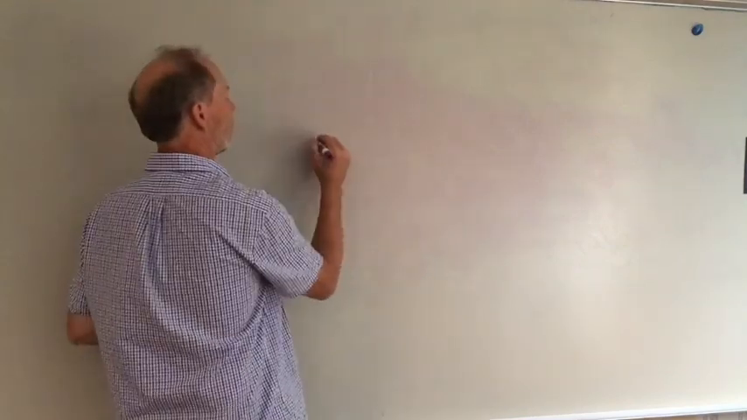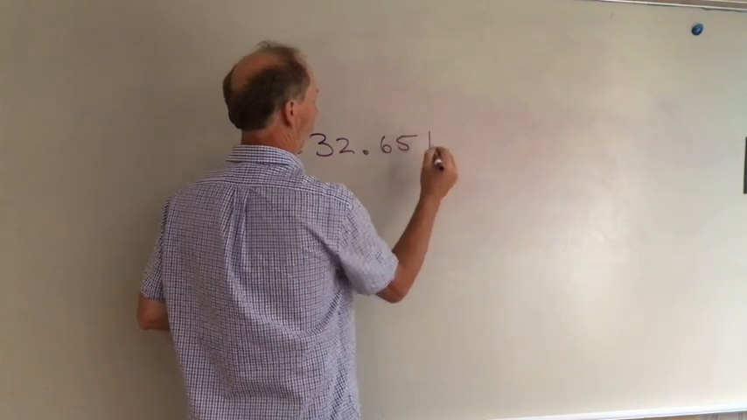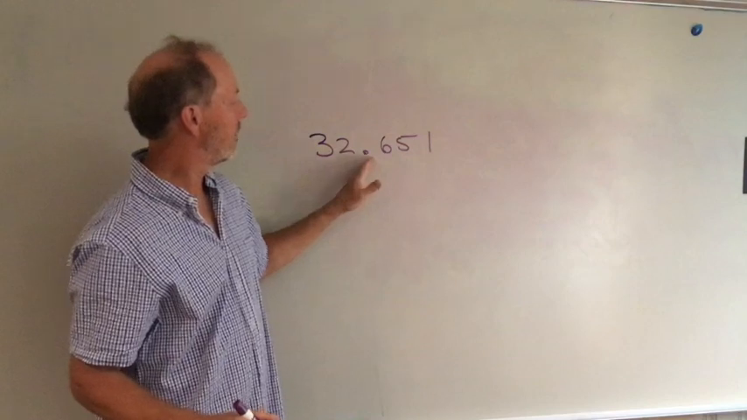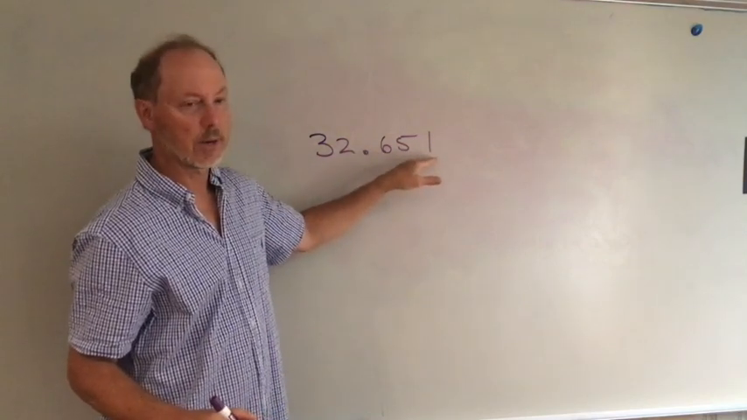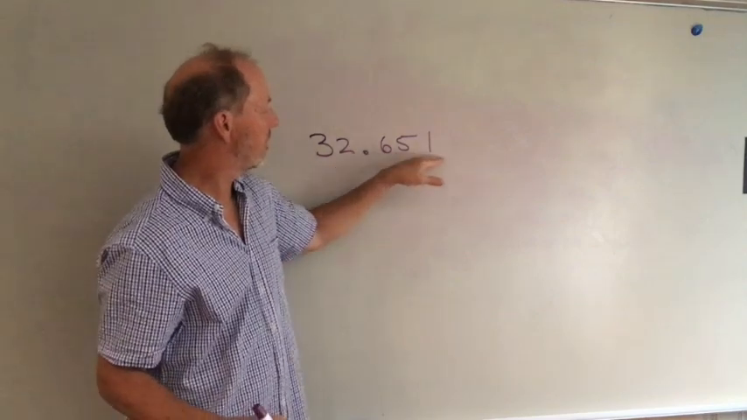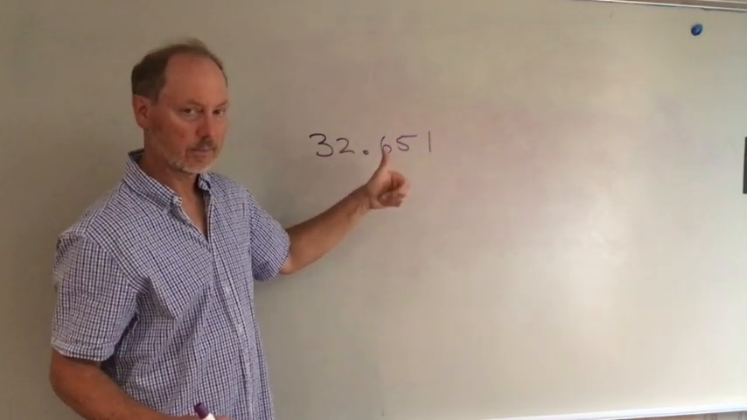You'll get good at it pretty fast. Let's do another. 32 and 651, or 651, that's fine. 32 and 651 thousandths. Sweet.